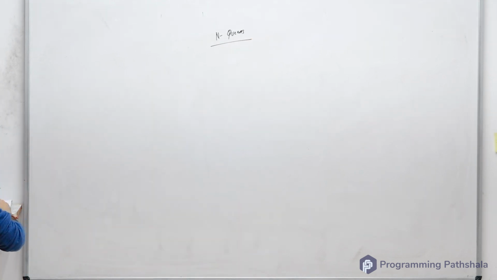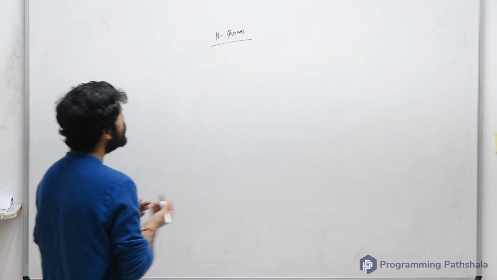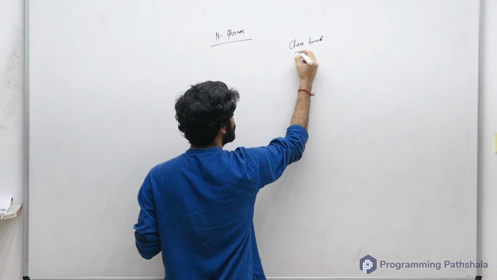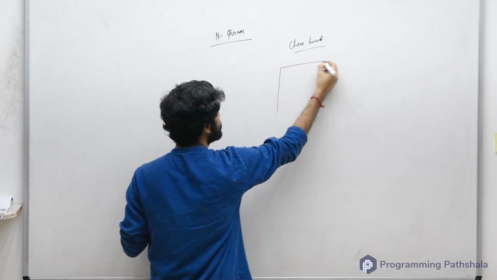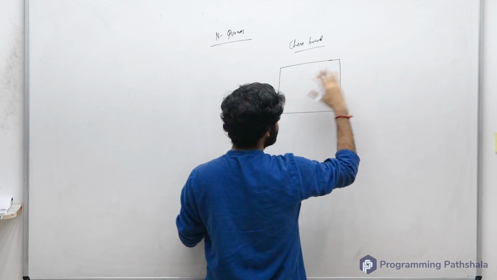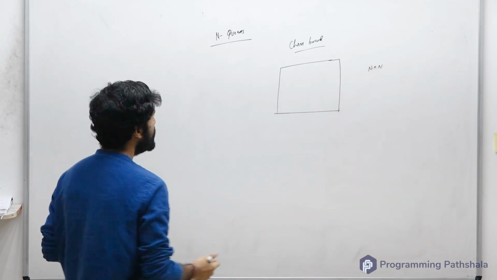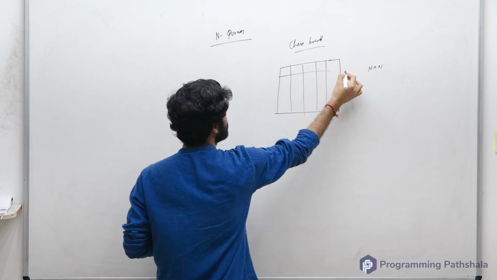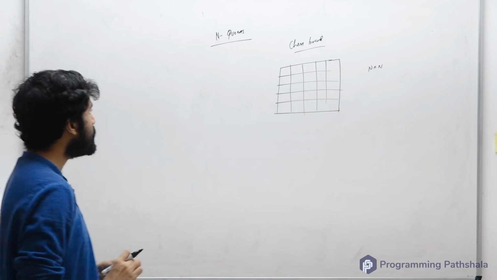I'll rephrase the question, by the way. The question says, I guess everyone knows about a chessboard, right? The game of chess, you know. So a chessboard is nothing but a grid, and its dimensions are square, that it is an n cross n grid. So the number of rows will be equal to the number of columns. So this is what your chessboard is.